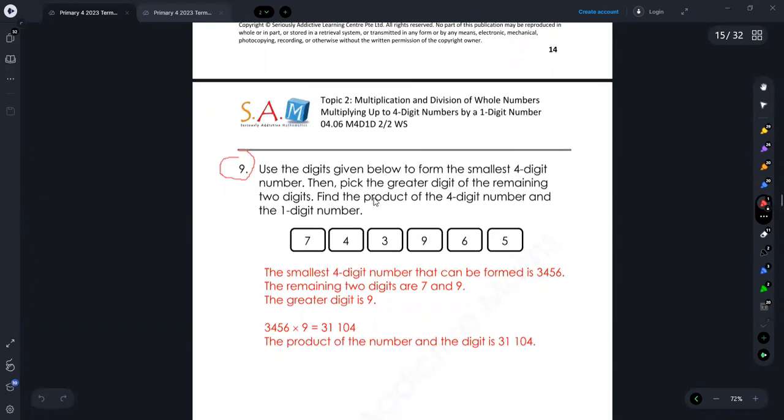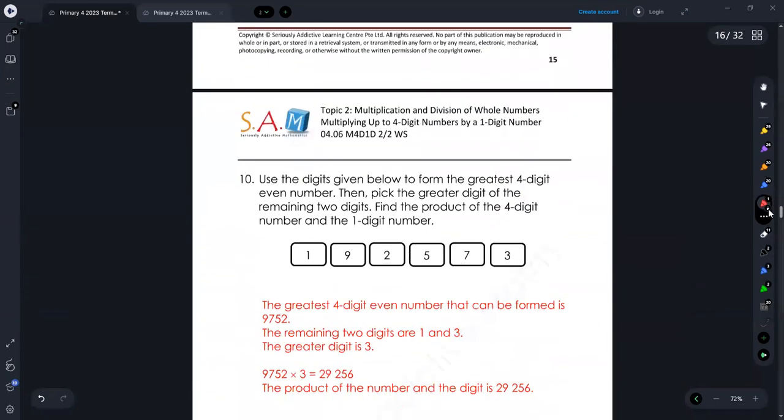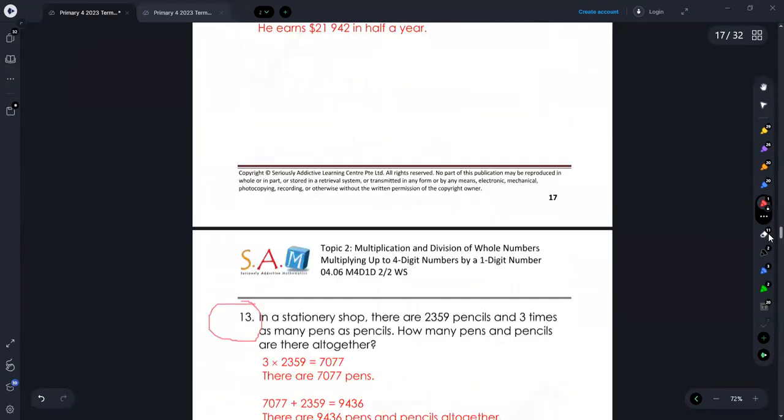Use the digits given below to form the smallest 4-digit number. So they need to form the smallest 4-digit number first. Show them how to do it. Then pick the greater digit of the remaining 2 digits. It's always good to cancel the numbers once you've used them. Smallest 4-digit, this is gone, this is gone, this is gone, this is gone. Then pick the greater digit, which is 9, 3,456 and 9, and then you'll get the answer. So I think we don't have to get them to do too many of these.